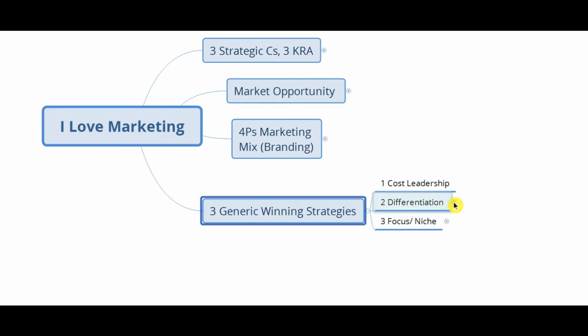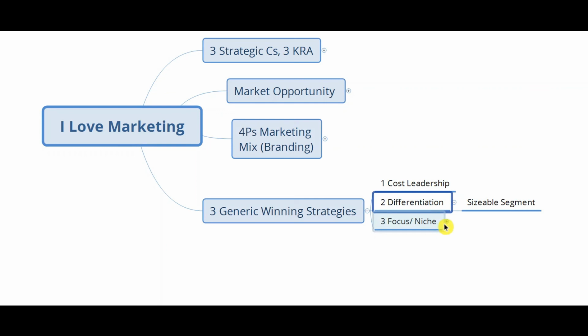Okay, differentiation is being different in a sizable, large enough segment of customers with similar needs, wants, and demands. So this is the most common way, and for many companies, the only way to win. Be different to your primary target market, to your chosen segment. Okay, so be different. You cannot be the same as everybody else, because customers will have to choose you over other alternatives.